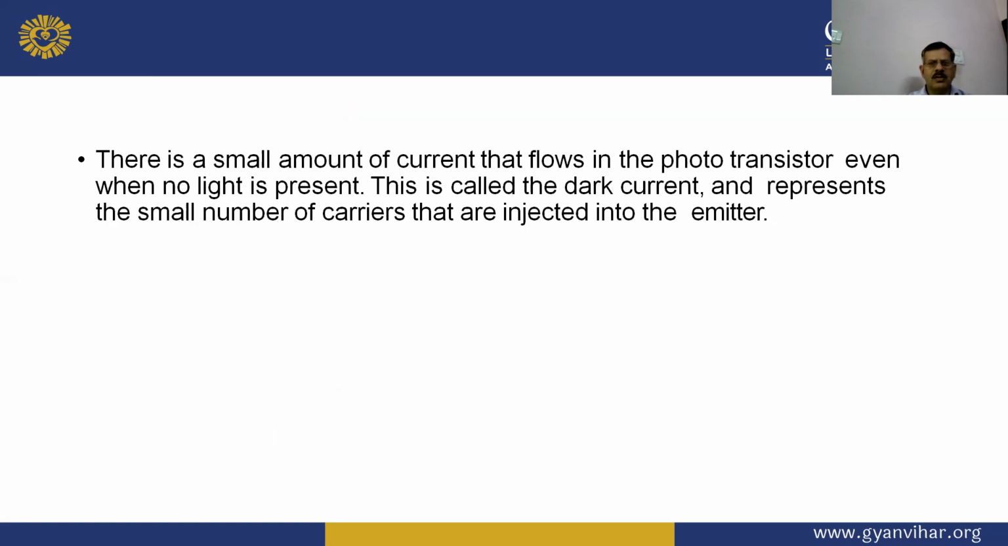There is a small amount of current that flows in the phototransistor even when no light is present. This is called the dark current. The value of dark current is very small, in the range of nanoamperes or microamperes, and represents the small number of carriers that are injected into the emitter region.